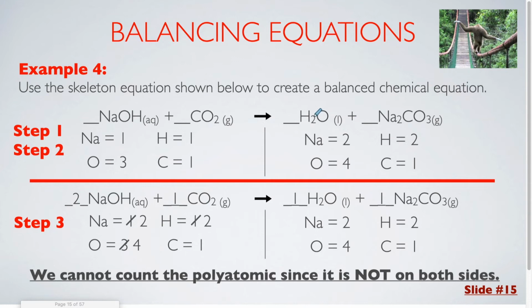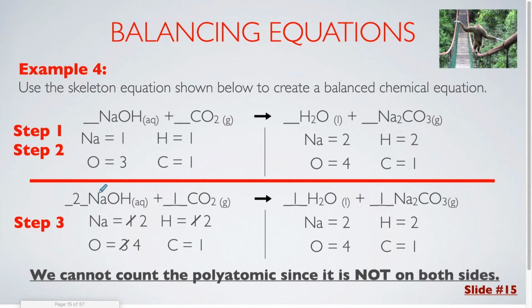All right, so looking from left to right here, it looks like the sodiums are not balanced, the oxygens aren't balanced, the hydrogen isn't balanced. Carbon's the only one that is currently good. So I'm going to pick one of those elements to try and balance first. So why don't we try to balance the sodiums? I could fix the sodium by putting a 2 out in front of this sodium hydroxide.